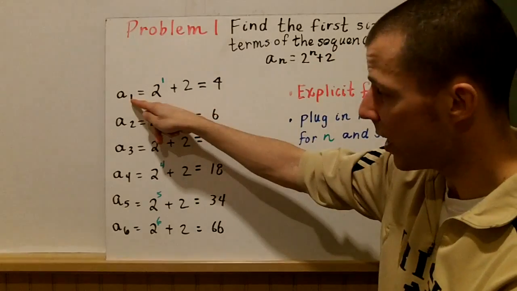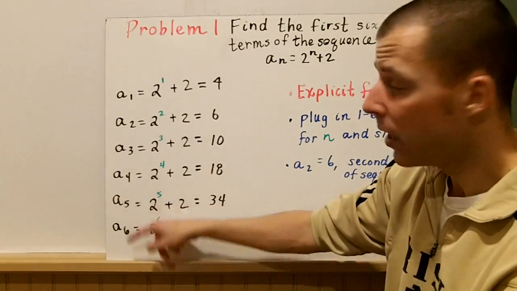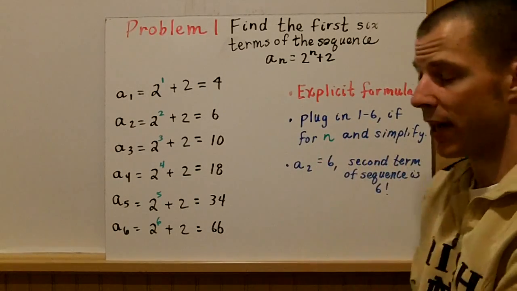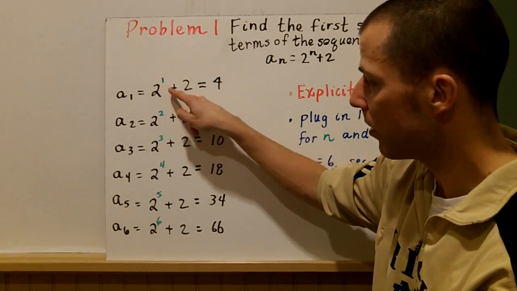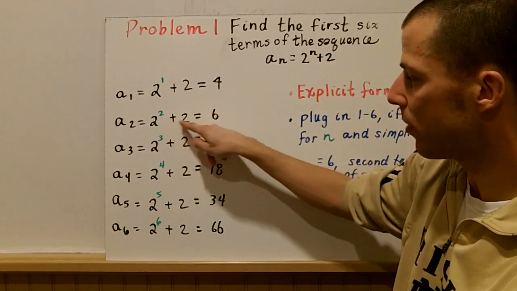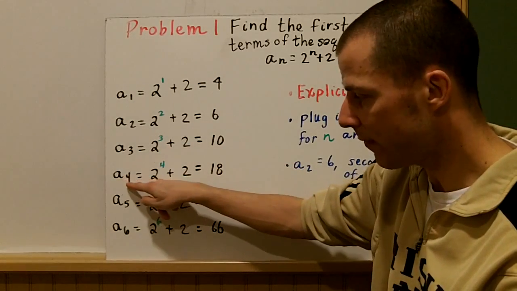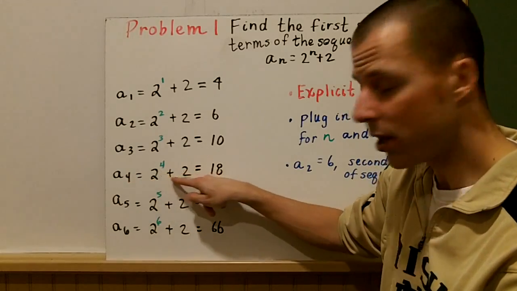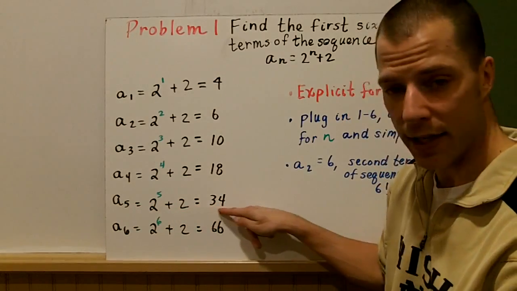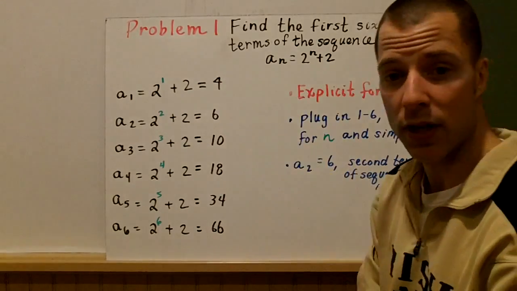So the 6 terms: a sub 1, a sub 2, a sub 3, a sub 4, a sub 5, a sub 6. Each time we're going to plug in the numbers 1 through 6 for n and simplify. So a sub 1 means 2 to the first power plus 2, because that's where our n is. Our n is the exponent. So we get 4. 2 squared is 4, plus 2 is 6. 2 cubed plus 2 equals 10. If we're looking at the 4th term, a sub 4, that's equal to 2 to the 4th plus 2, and that's 18. 5th term, a sub 5, that's equal to 2 to the 5th plus 2, and that's 34. So these are the first 6 terms of the sequence for this particular equation.